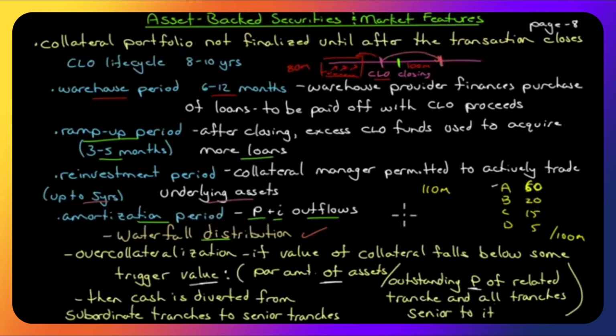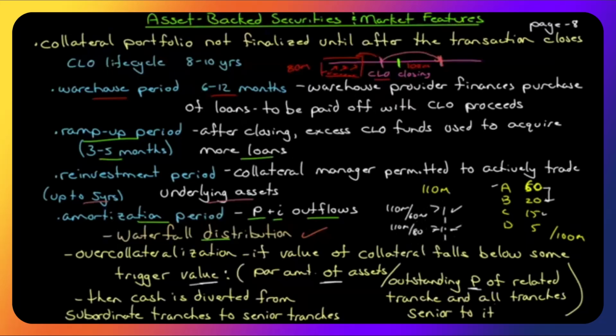Tranche A, here's the test. 110 million over 60 million is greater than 1. That means it is over collateralized. We're good. Go to the next one, add them together, you have 80. 110 million over 80 is greater than 1. We're over collateralized. That's good. And you keep doing that until you fail the over collateralization test.